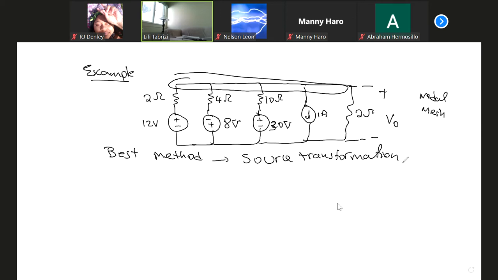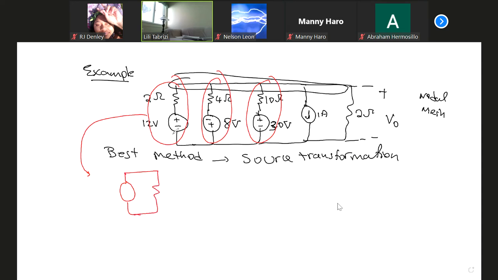So let's do that. You have to go to each branch, highlight, and convert it to parallel. Notice that for this branch, we have a voltage source in series. We can convert it to a current source in parallel. What's the direction of current going from minus to plus? Going up. 2 ohm, and the value of the current source, 12 volt divided by 2 equals 6 amp.